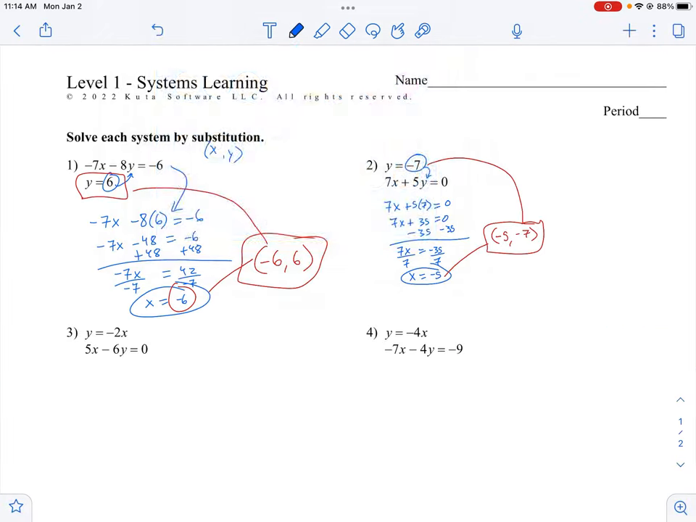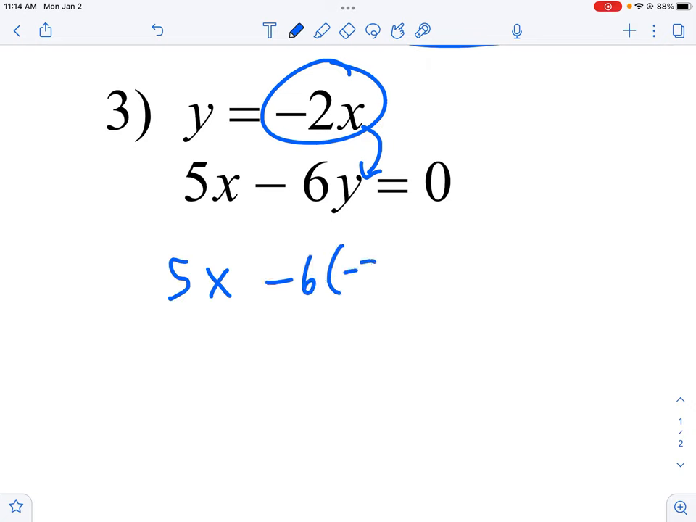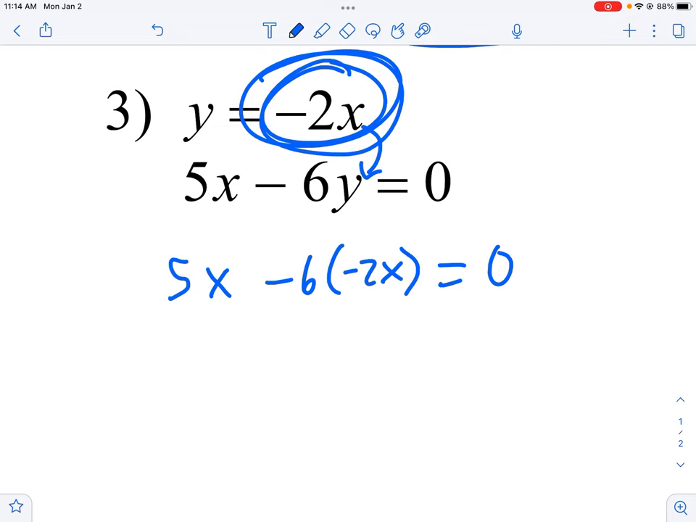Let's move on to another one. Okay, this time y isn't just a number, it's a whole expression. But we can take this whole thing and still put it in the y spot. So I got 5x minus 6 times negative 2x. When you substitute things in, make sure you put it in parentheses and you write exactly what's here in the y spot. Okay, so now we're going to do some simplifying.